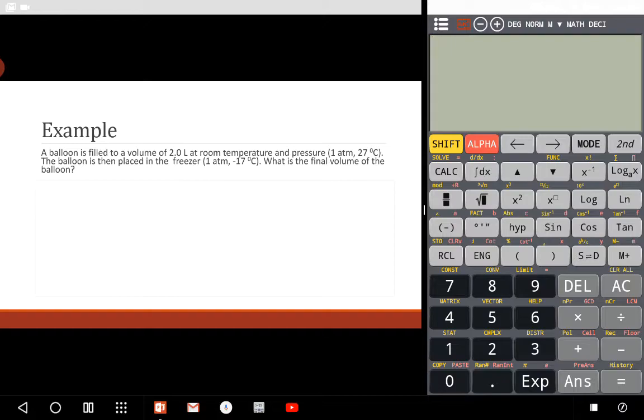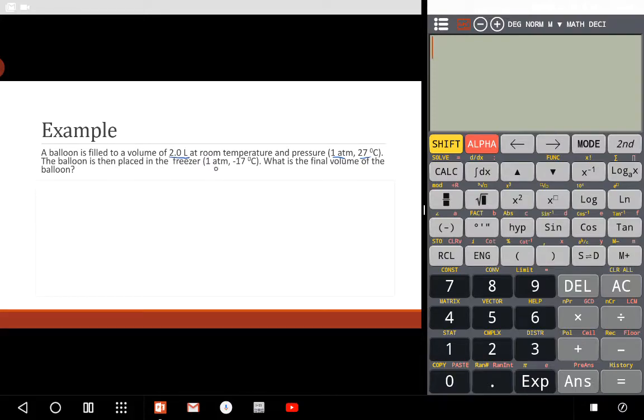But you also need to be able to decide whether you use the combined gas law or the ideal gas law. So let's look at this example and decide which equation we need to use, and then we can identify our variables and plug them in. This says a balloon is filled to a volume of 2 liters at room temperature and pressure, and then it gives me room temperature and pressure.